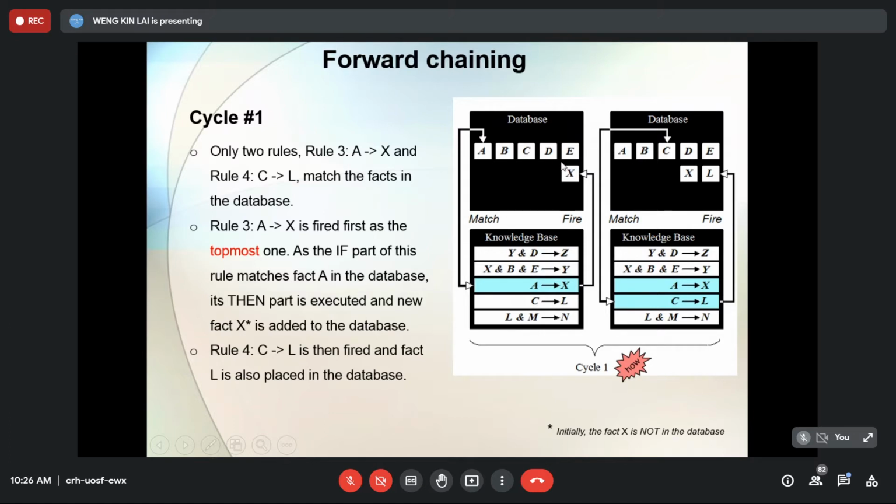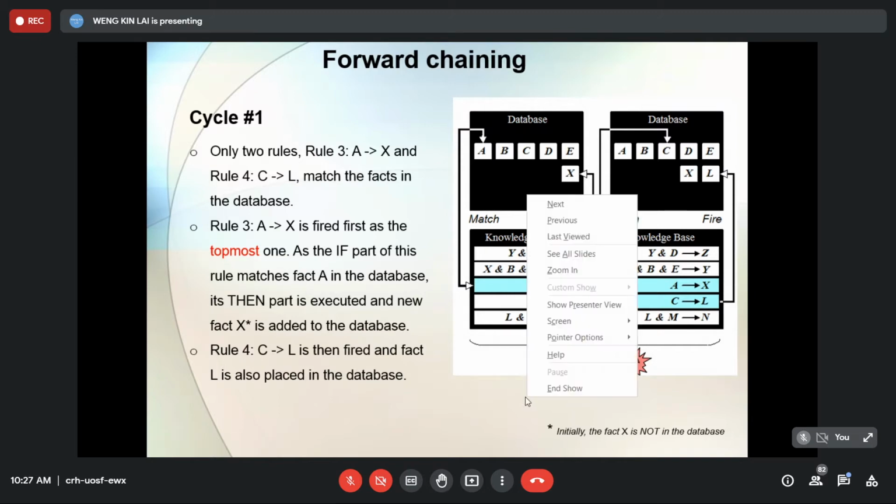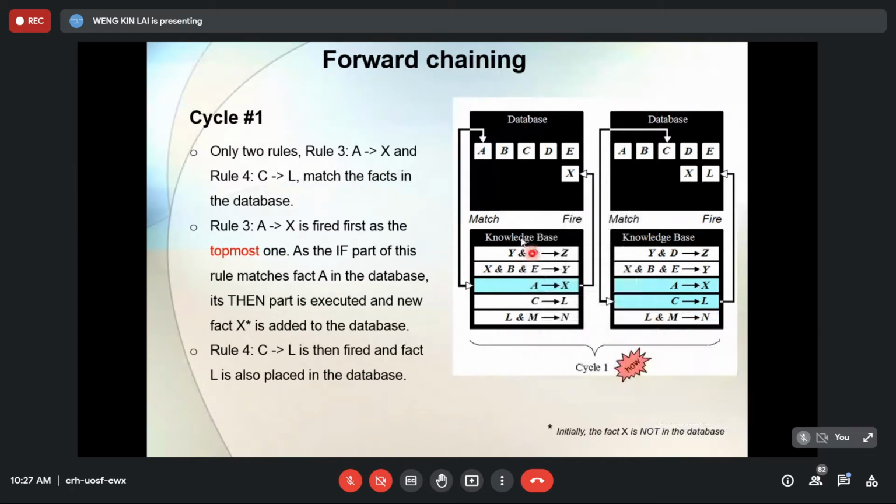So if you look at A, B, C, D, E, you look at the rules. First one, if Y is true and D is true, then Z is true. So do I see Y? Do I see D? I see only D, I don't see Y. So this one does not fire. A footnote here: X is actually not there yet, because X is the result of rule number 3 firing. So initially, X is not there. So you only have A, B, C, D, E.